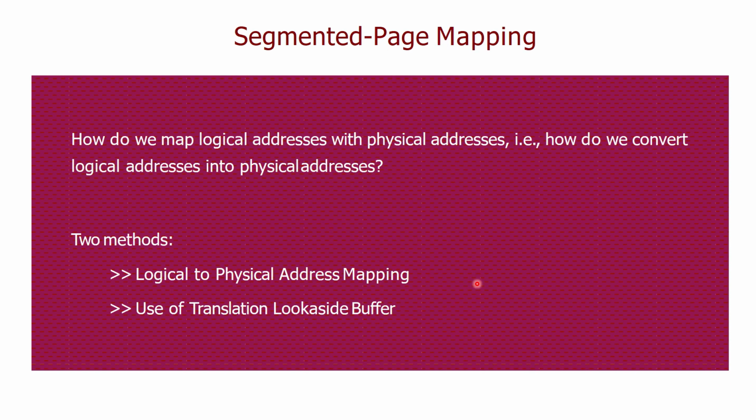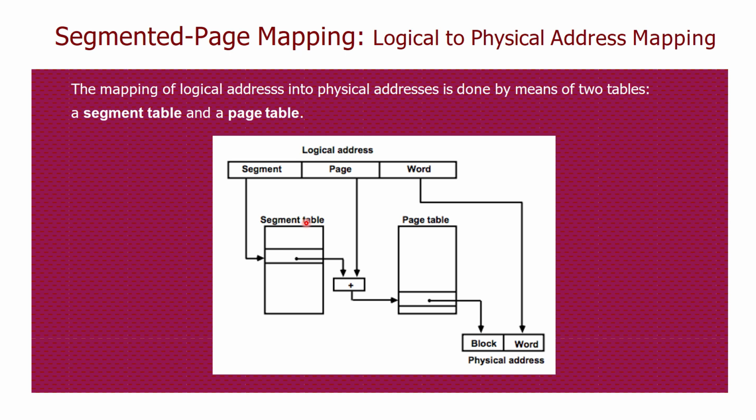Moving ahead, segmented page mapping. How do we map logical addresses to physical addresses? Well, there are two methods: logical to physical address mapping and the use of the translation lookaside buffer, TLB. Let's see how it works. We can use this logical address. We have to pick the segment value and map it in the segment table. The value picked here should be added with the page value. Adding these two will give us the page table location, and using that value can be fetched into the block, and this word can be appended with it.